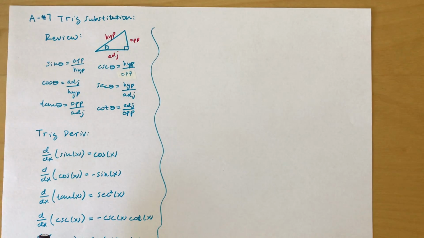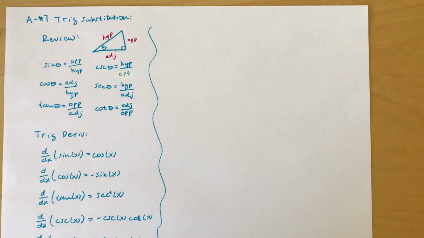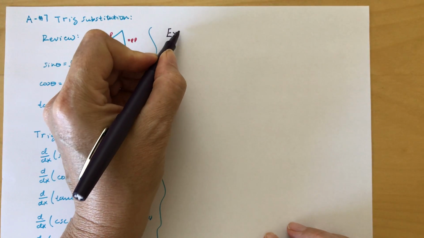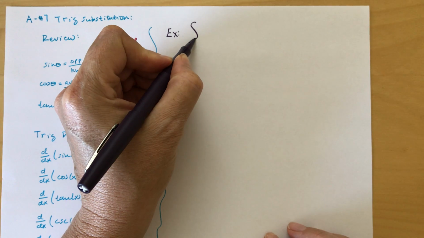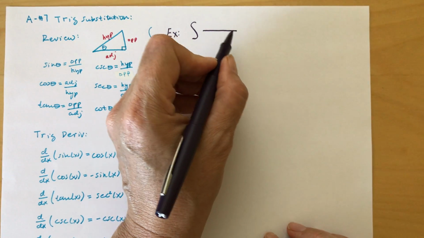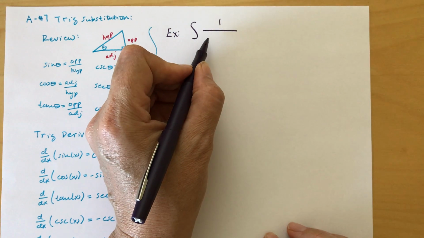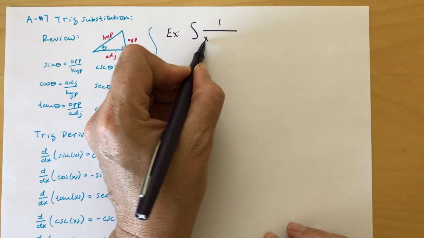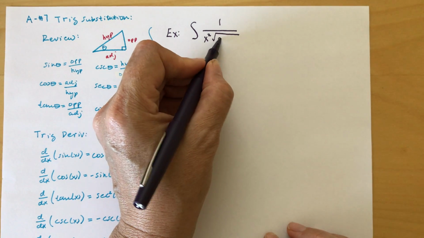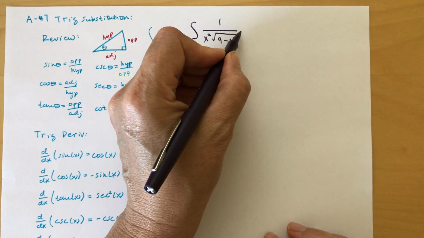So I think it's best to do this topic by example. So let's look at this first example, and then eventually we'll stop and look at some kind of formula types set up for them. So the first example is the integral of 1 over x squared square root of 9 minus x squared dx.